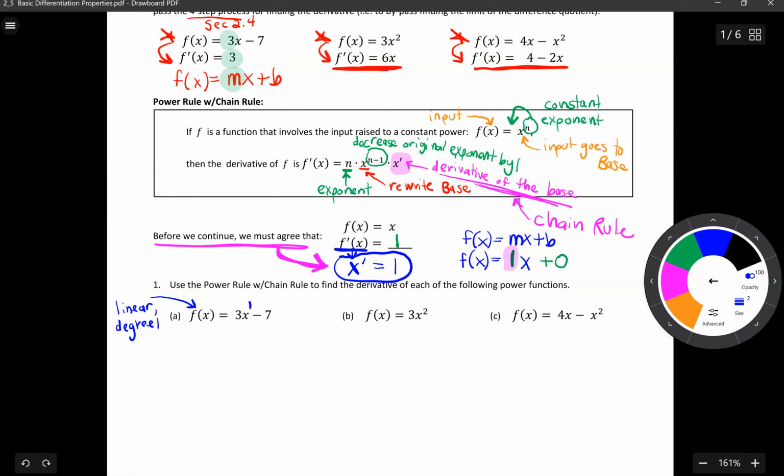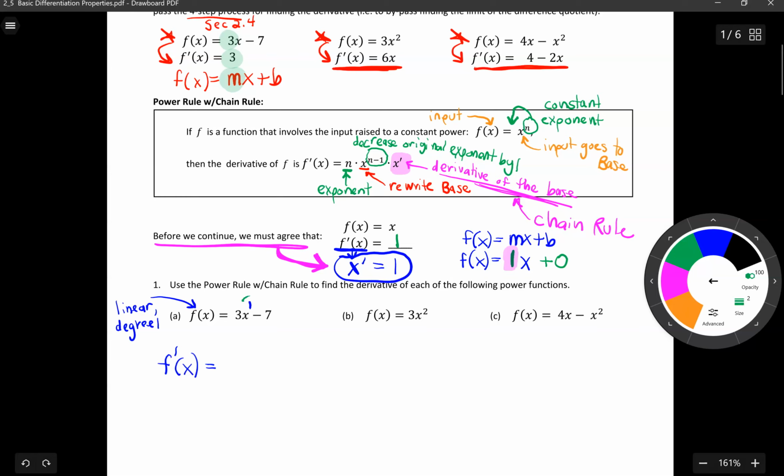Okay, this is what it says. I'm going to write f prime of x because I'm finding the derivative. Once I start the 4-step process and take the limit of the difference quotient, I'm taking the derivative, so I use the f prime notation. Once I do the power rule and start that process, I'm taking the derivative, so I need the f prime notation. And this is what the power rule says.